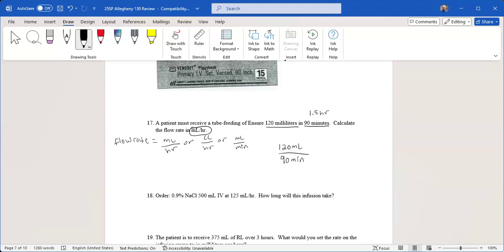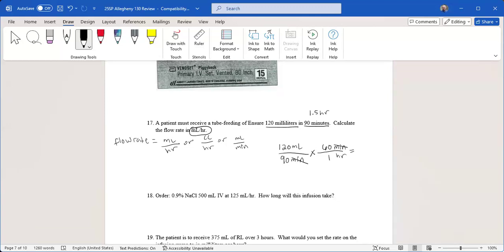If you don't feel comfortable doing that, you could also just do a conversion. So what I'm going to do is convert minutes to hours. 1 hour, 60 minutes. You know you've done everything right because you'll have eliminated minutes and you'll be left with what you're looking for, which is milliliters per hour.